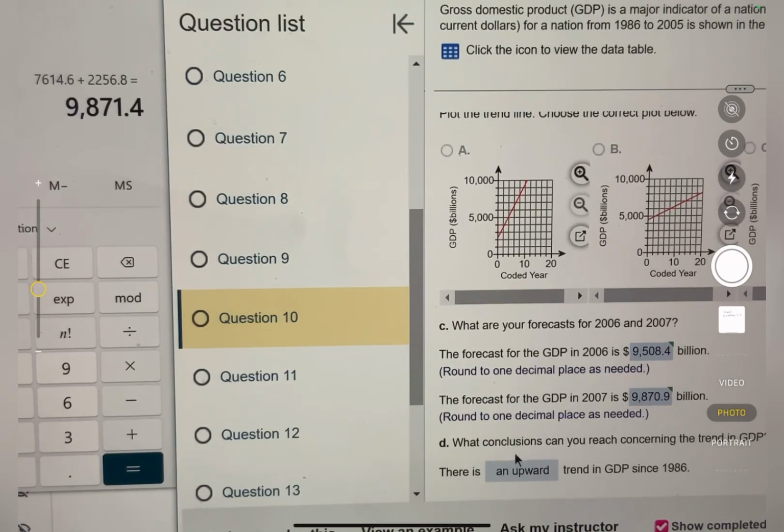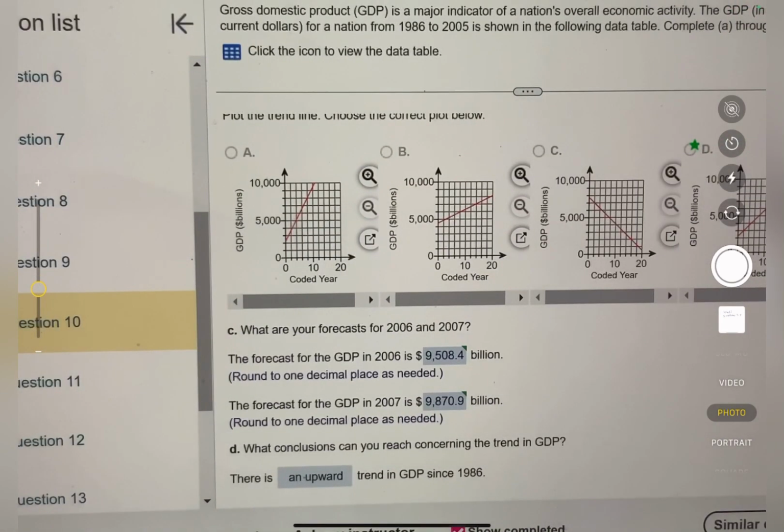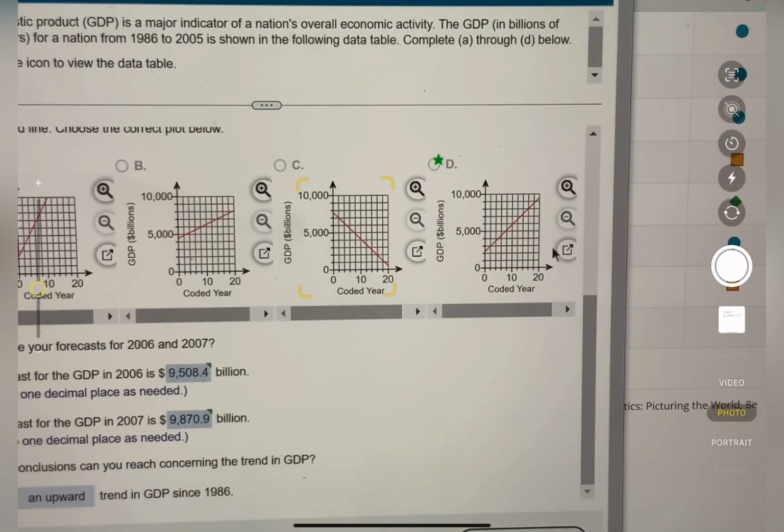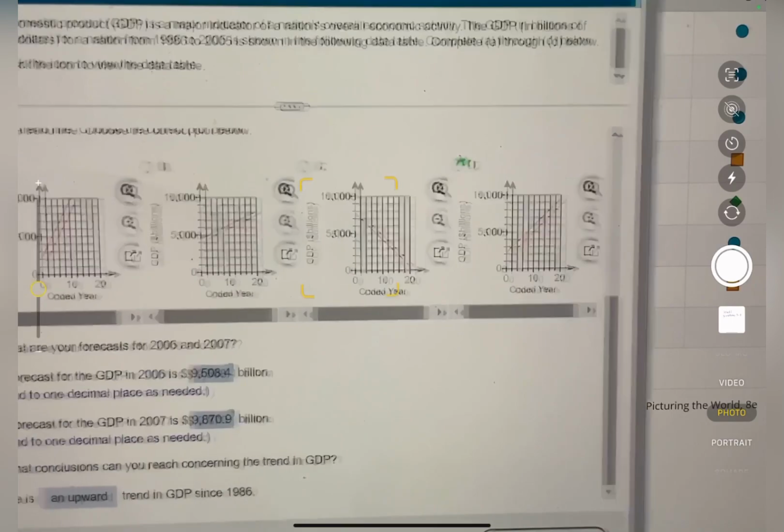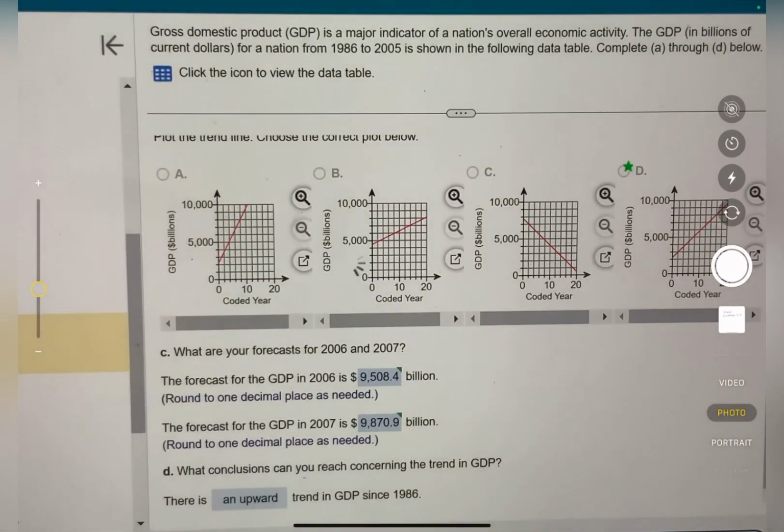So what conclusion you reach concerning the trend? Well, there is an upward, or the other word is downward, and obviously it's gonna be upward, right, from 2006 to 2007, correct? And trend is going up since 1986. Why? Because see here we have linear equation. Okay, it keeps growing. All right, moving to question number 11.